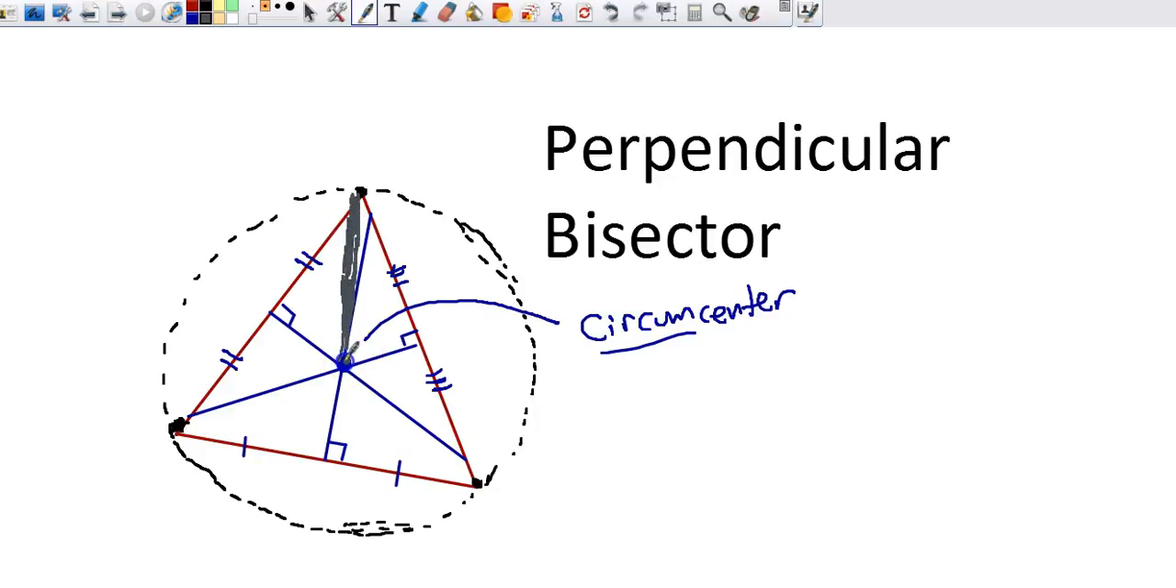But if I connect from the circumcenter to the vertex, all three represent a radius of that circle. They're all going to be congruent. So these three lengths are the same. So if this is 20, that's 20, that's 20. And again, these are cut in half. That's a 90-degree angle. Now, let me show you a little animation.